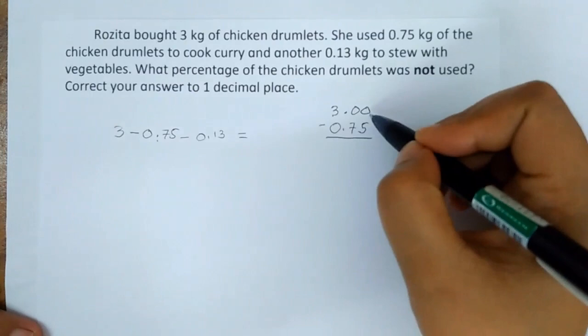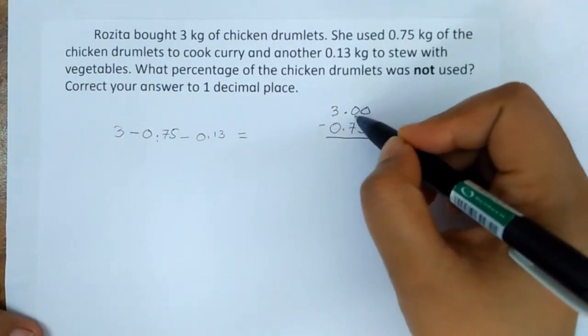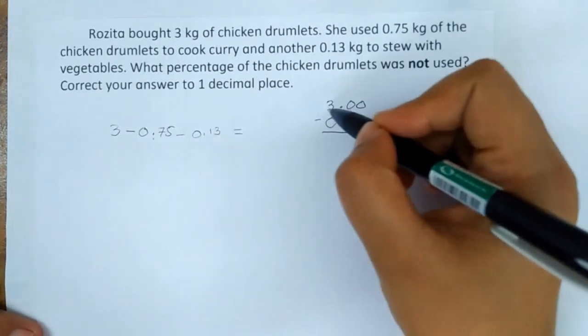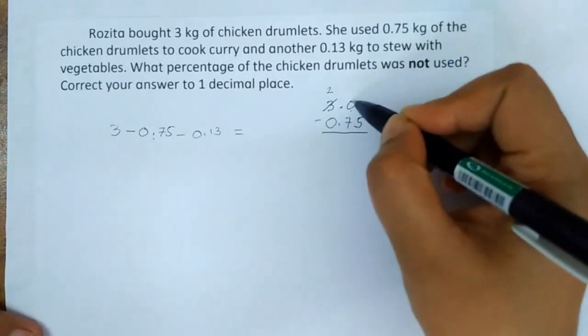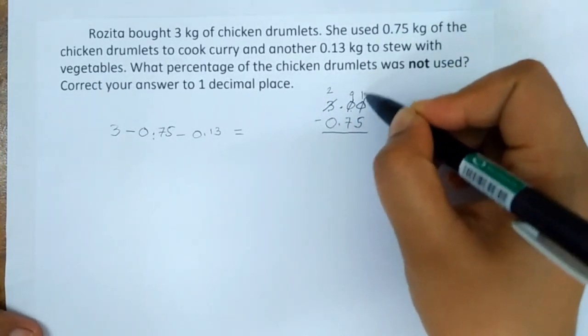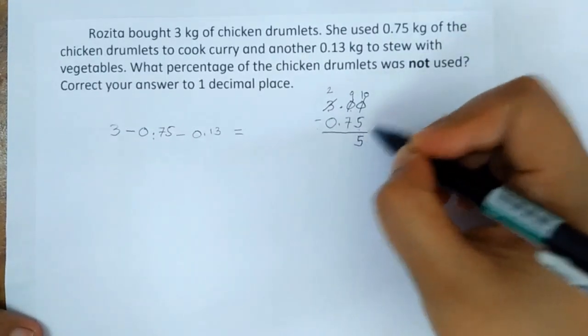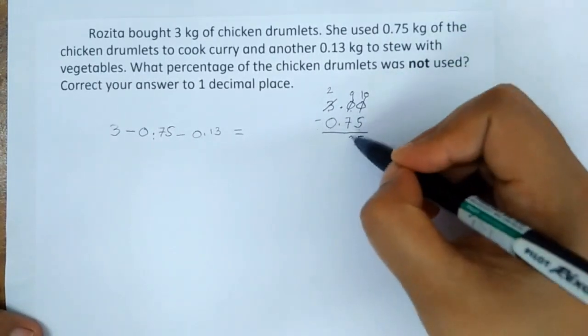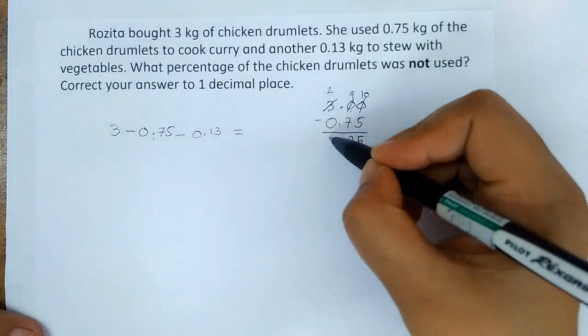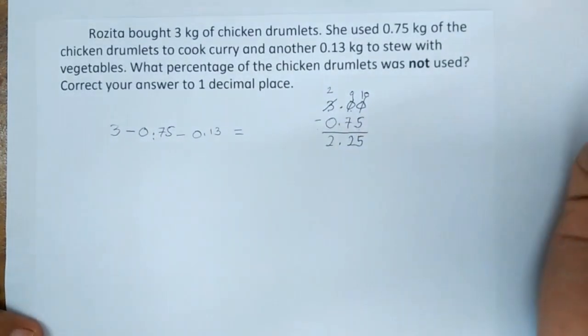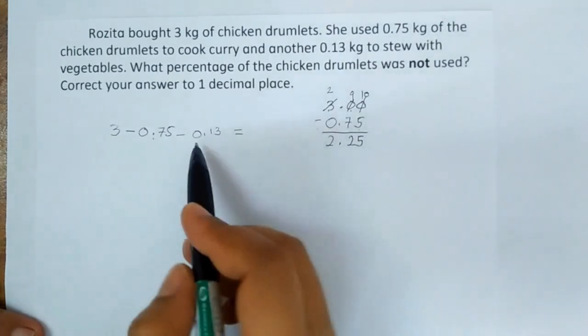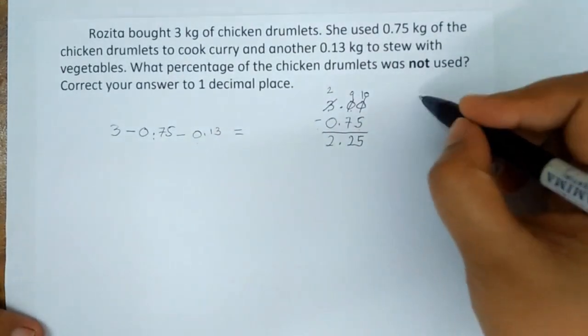Minus 0.75. 0 minus 5 cannot. We cannot borrow at 0. So just borrow at 3, it becomes 2. Here becomes 9 and this becomes 10. 10 minus 5 is 5. 9 minus 7 is 2. Copy the point. And 2 minus 0 is 2. So we have 2.25. But still we need to minus 0.13.